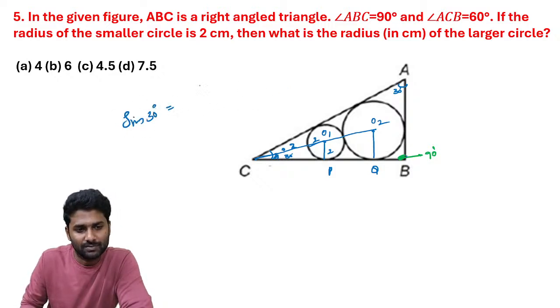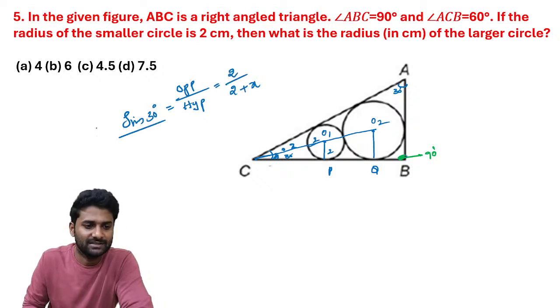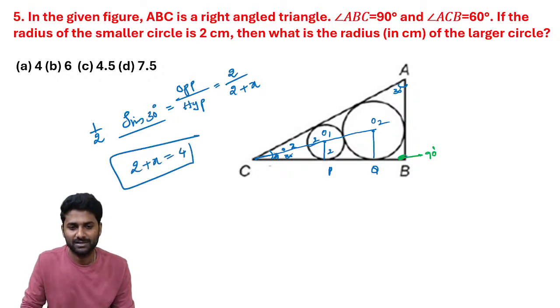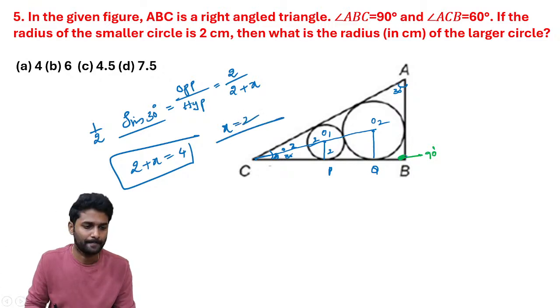Sin 30 is all about opposite by hypotenuse. So this is 2 divided by 2 plus x. Sin 30 value is 1 by 2. Then 2 plus x is equal to 4. See, from here to here 2 plus x is equal to 4. Definitely x is equal to 2.